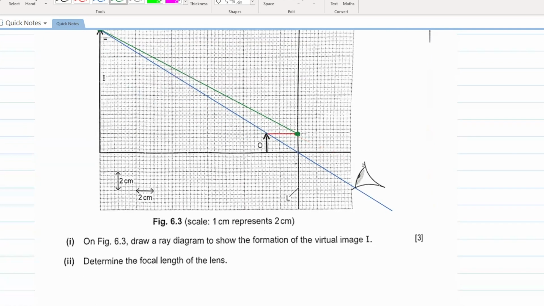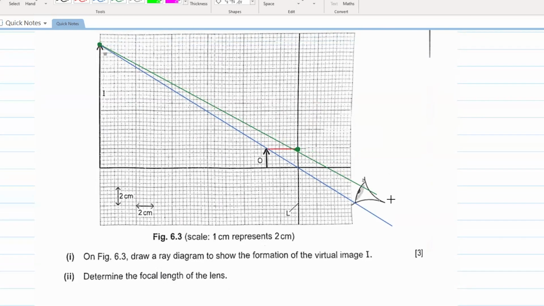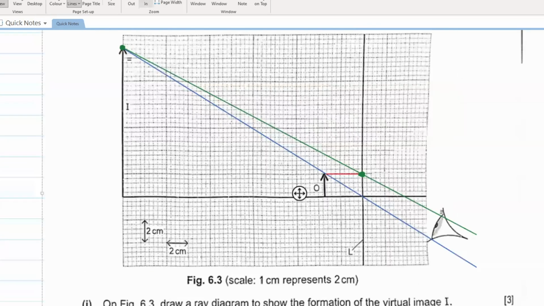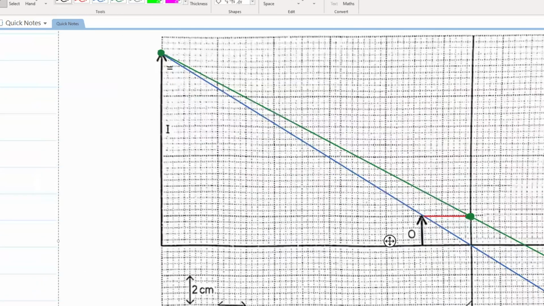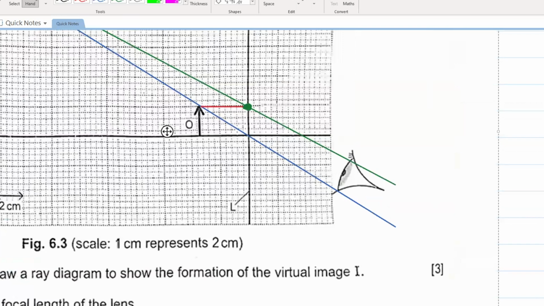Determine the focal length. You have to determine the focal length. So, what will you do? You will extend this line with the same slope. Let's see what the answer for focal length comes out to be. Let's zoom in a bit. The answer for focal length.